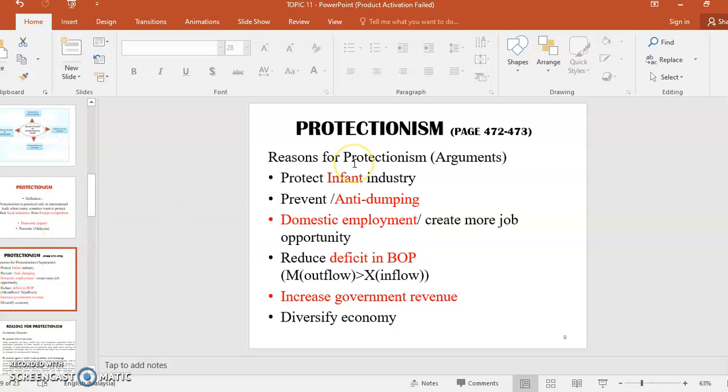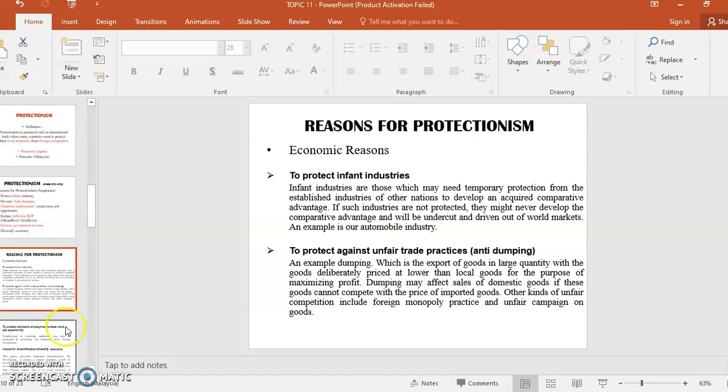So these are the reasons why the government implement or practice the protectionism policy. Okay, first is to protect infant industries. Okay, dia nak protect industri yang baru nak naik, like SME, small medium enterprise, IKS lah.